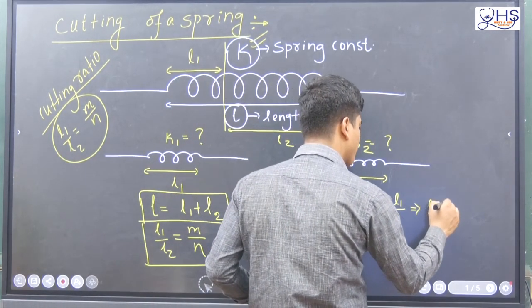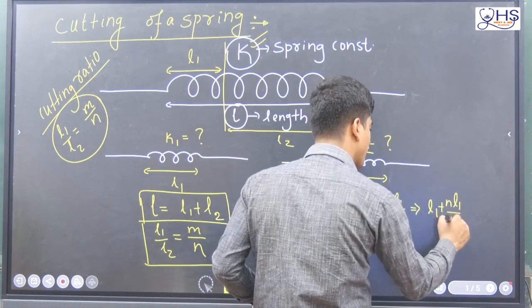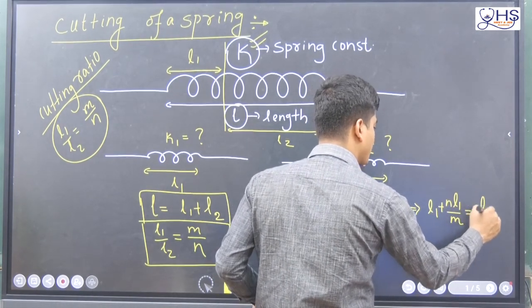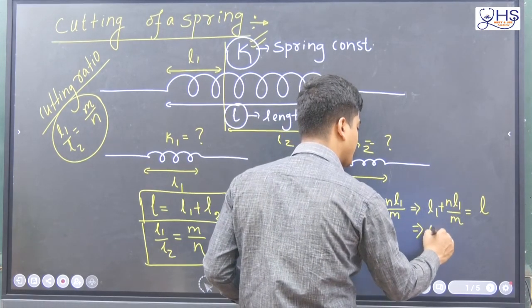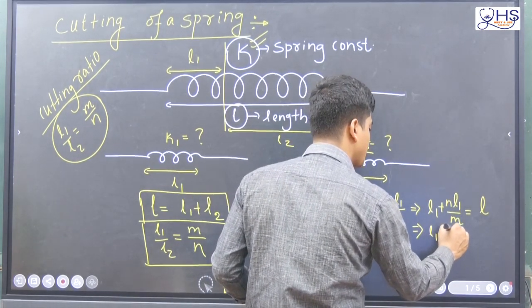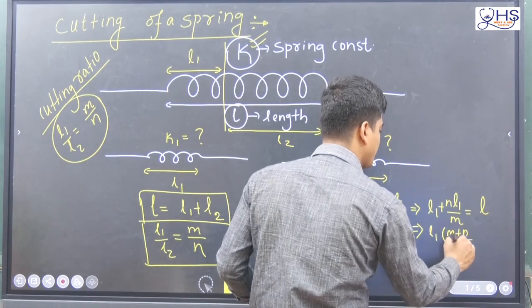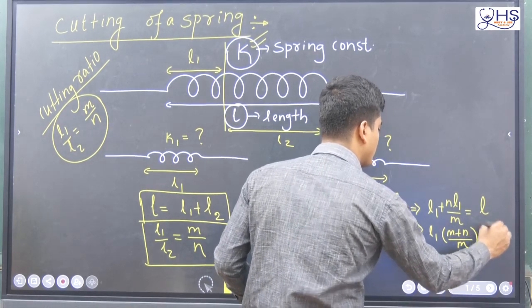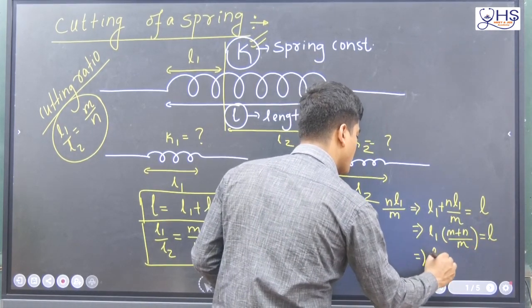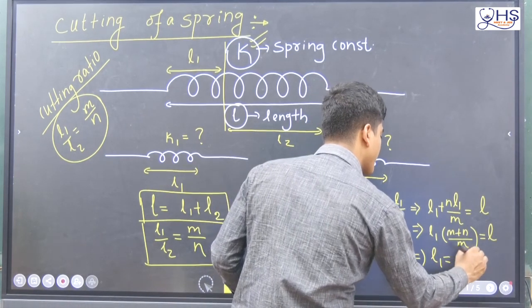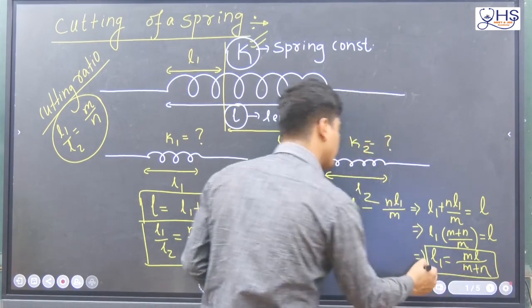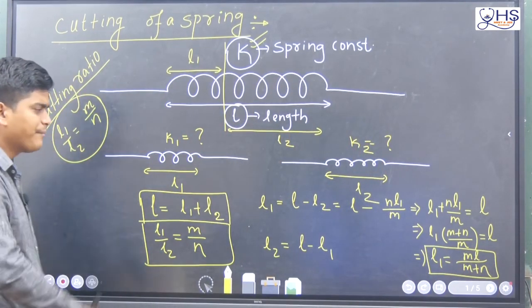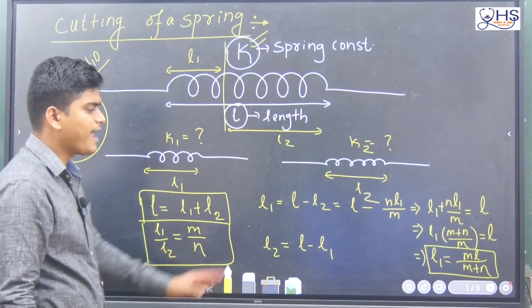So it will be L1 plus N L1 by M equal to L. Now if I calculate this, I can take L1 common and write it as L1 times M plus N by M, equal to L. Now from here, if I want to find L1, how much can I get? M L by M plus N. So my L1 is coming as M times L divided by M plus N.